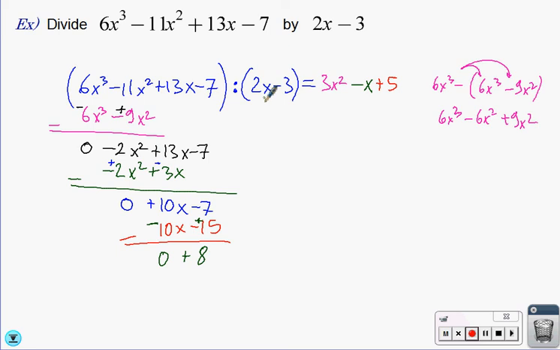The biggest in there 2x. Can I multiply 2x with something and make it just 8? If I multiply 2x by 4, 4 times 2x will be 8x. So we cannot do it, which means that it is finished. 8 is the remainder.